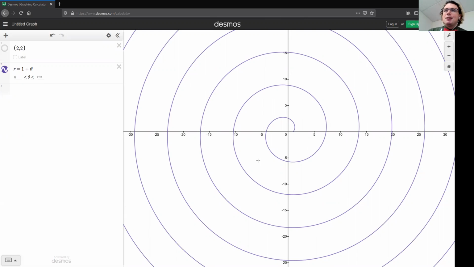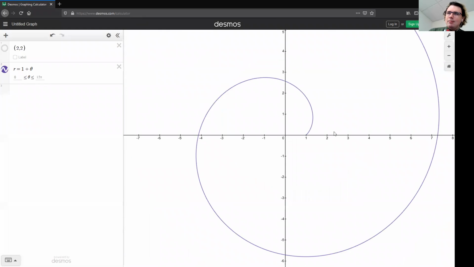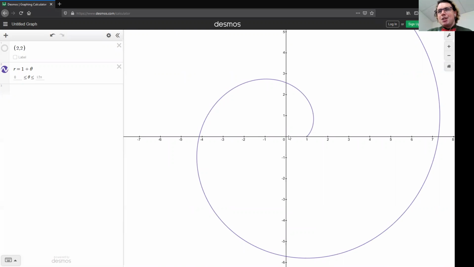So this fails the vertical line test, but that's not the kind of function that I'm interested in today. I want to know, is this curve represented so that my distance from the origin, my r, is a function of how many times I have twisted around the origin? And for here, the answer is yes.